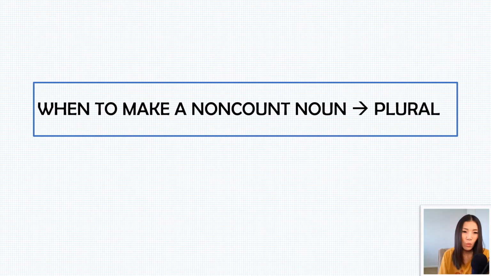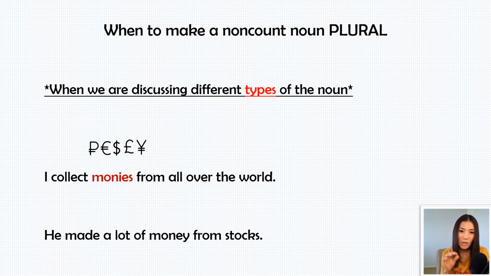Now let's talk about when we should make a non-count noun plural. So this entire time we said that non-count nouns are nouns that are generally not pluralized. So generally means not always, right? But most of the time. But there are cases when we can or should pluralize a non-count noun, and we'll talk about that right now. We can pluralize a non-count noun if we are talking about different types of the noun. For example, I collect monies from all over the world.